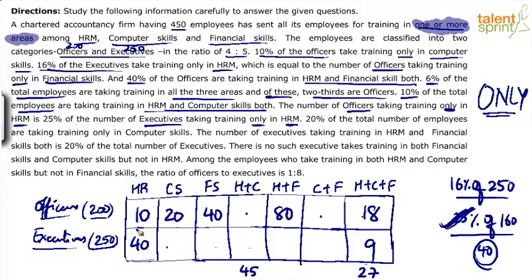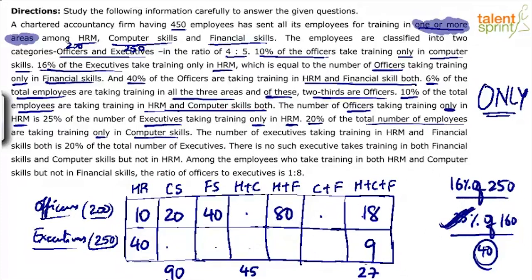You getting it? The number of officers taking training only in HRM is 25% of number of executives who are taking training only in HRM. 20% of total number of employees. 20% of total number of employees is how much? 90. Total employees is 450, right? 20% of 450 is 90. Are taking training only in computer skills. Only in computer skills is how much? 20%, which is 90.